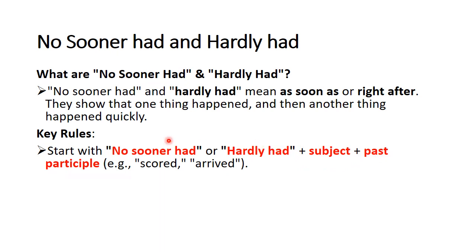So in short, after no sooner had and hardly had, there will be a subject. After a subject, there's going to be a verb, but that verb must be in the past participle tense. For example, if the word is score, it will be scored. If it's arrive, it will be arrived.